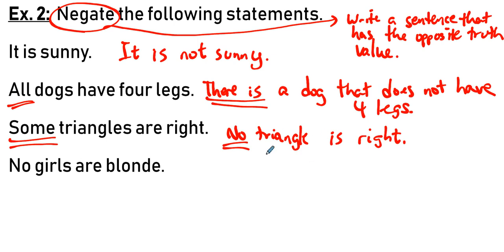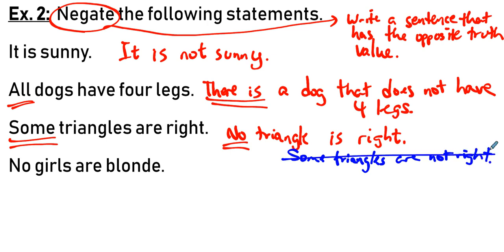What we do not say is "some triangles are not right." We don't use that as the negation. Why? Because if this is true, this blue statement may also be true. It is possible for some triangles to be right and also some triangles not to be right. But it is not possible for this to be true and for that to be true. And so they are negations.